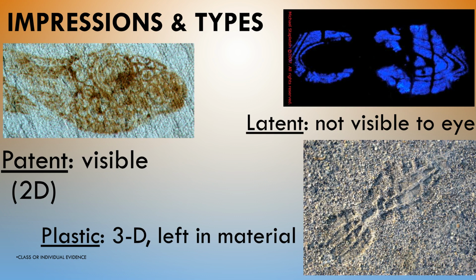Patent impressions are visible, two-dimensional marks. Latent impressions are not visible to the naked eye. Plastic impressions are three-dimensional, left in materials like mud, and represent class or individual evidence.